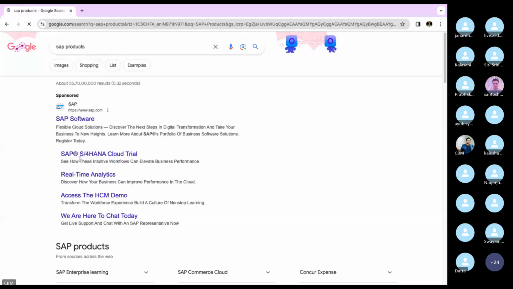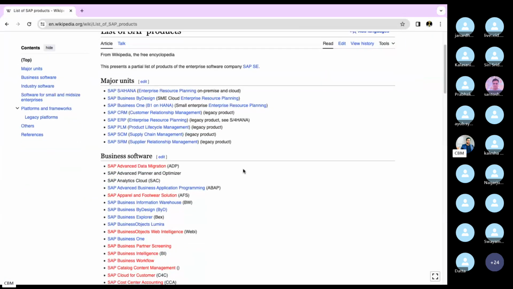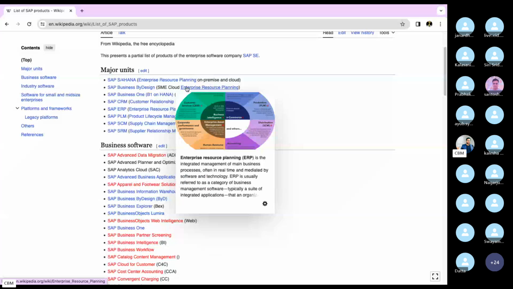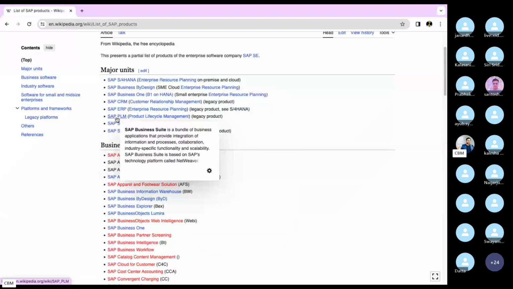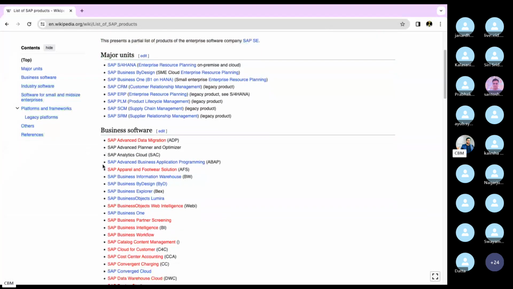SAP has launched so many products. Here is the list of SAP products, and these are the major units: S4 HANA, Business ByDesign, and Business One, which is for small enterprises. Then cloud, designed for the cloud. And PLM, product lifecycle management, SCM, supply chain management, SRM, supplier relationship management, and ERP, enterprise resource planning. These are the major units of SAP, and apart from these there are so many products.